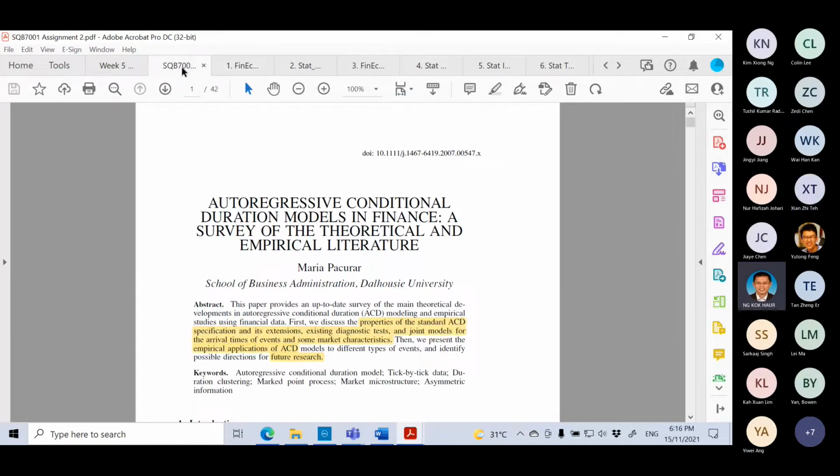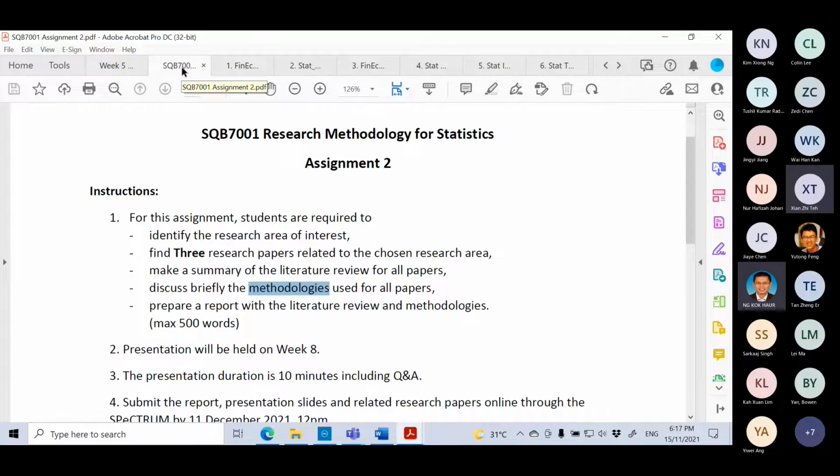Doctor, may I know, there are 3 research papers we need to find. Can we reuse one of the papers that we used in assignment 1? Okay, you can do that also. You can use the previous one also.